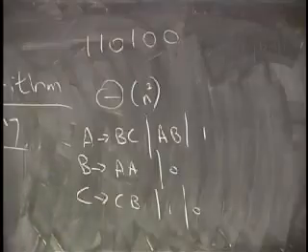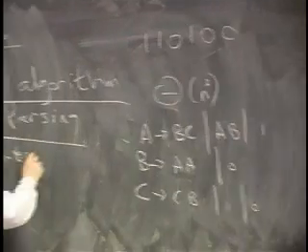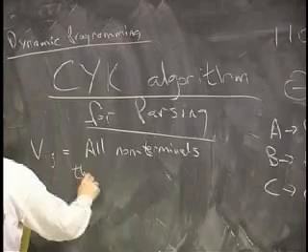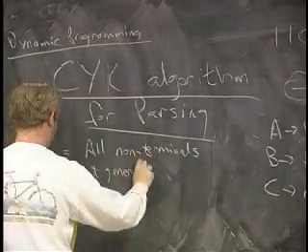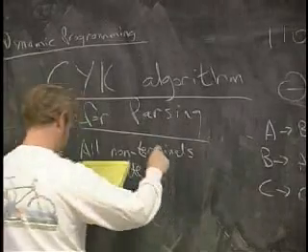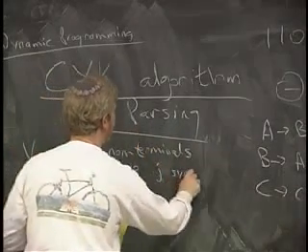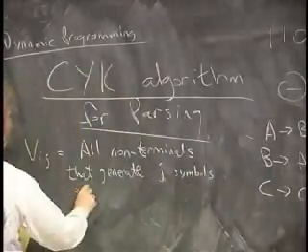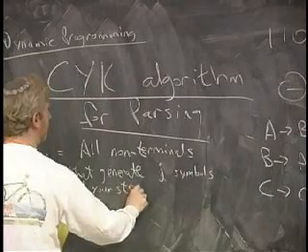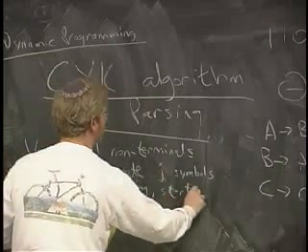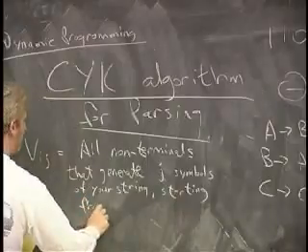Okay, questions so far? So I need one notation, and then we'll do some details. Here's the notation we'll use. We'll call this Vij. This is going to be all the non-terminals that can generate a certain piece of this string. I'll tell you what piece in a second. All the non-terminals that generate j symbols of your string, starting from symbol i.